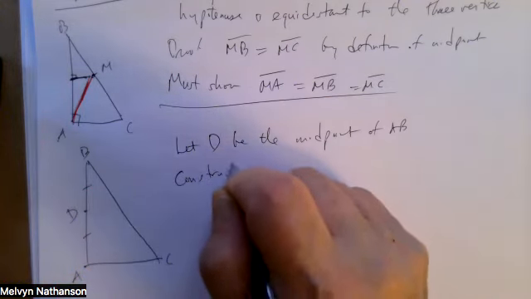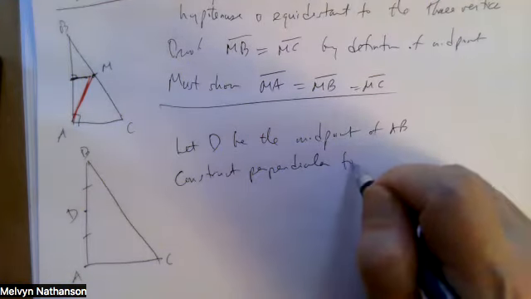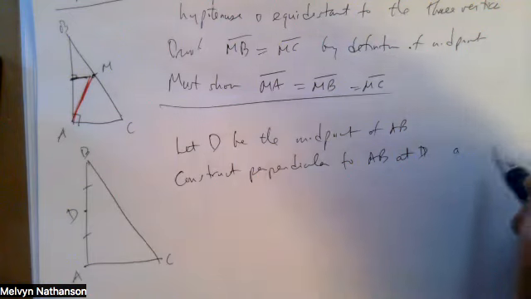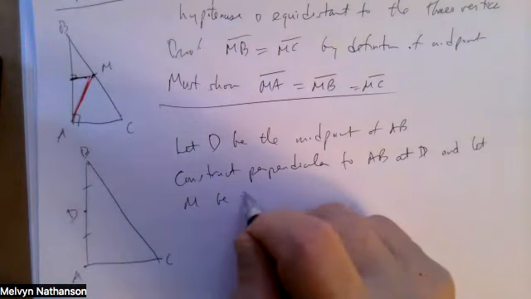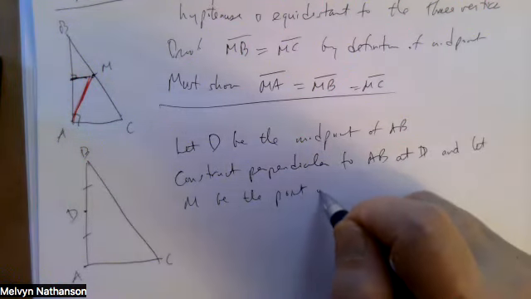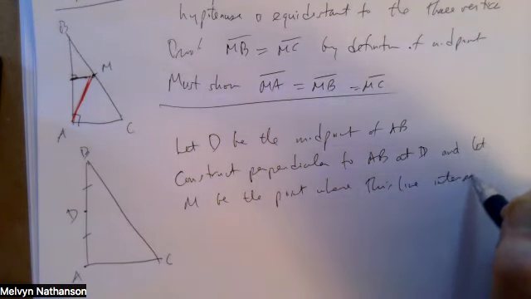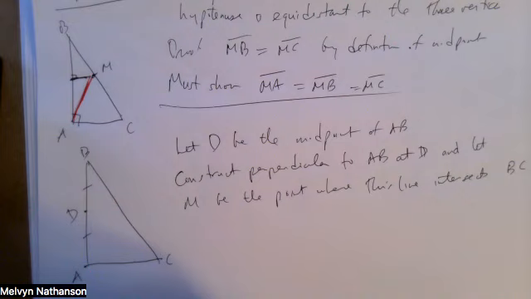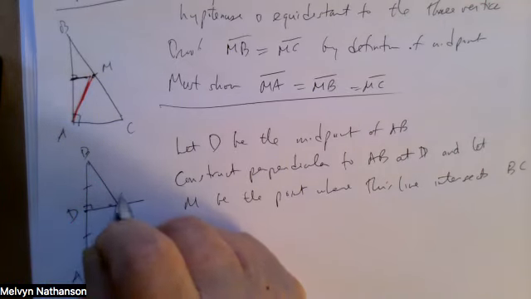Then construct the perpendicular to AB at D, and let M be the point where this perpendicular line intersects the hypotenuse BC. Drawing this line, this is perpendicular, and this point is M.